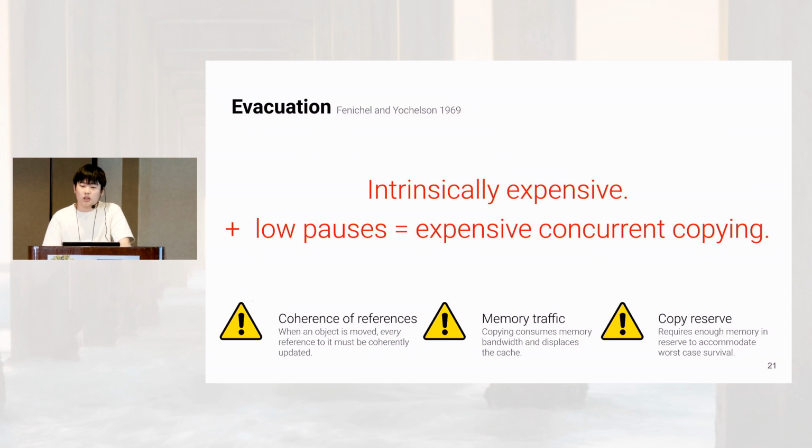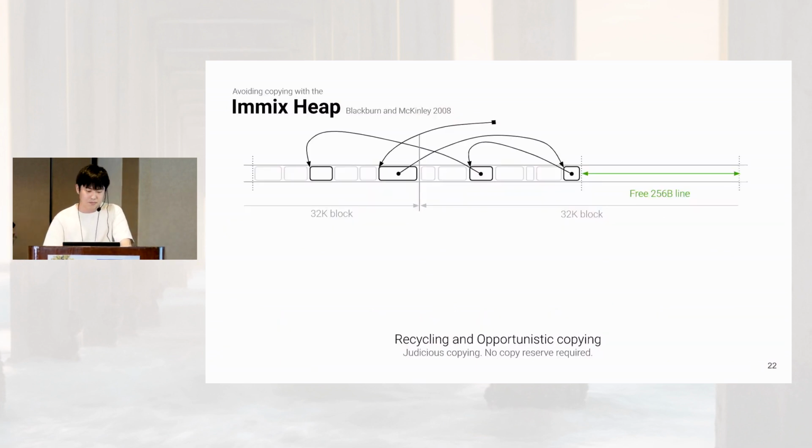Even worse, a low-pause collector that performs strictly evacuation has no choice but to perform concurrent copying, because copying is expensive and you can't do all of such copying totally in the pause. LXR solves this issue by using the Immix heap with recycling and opportunistic copying.